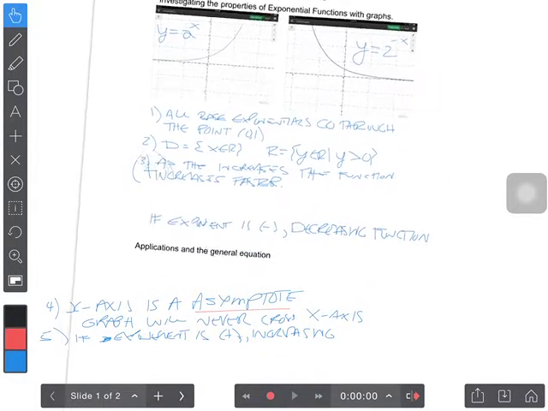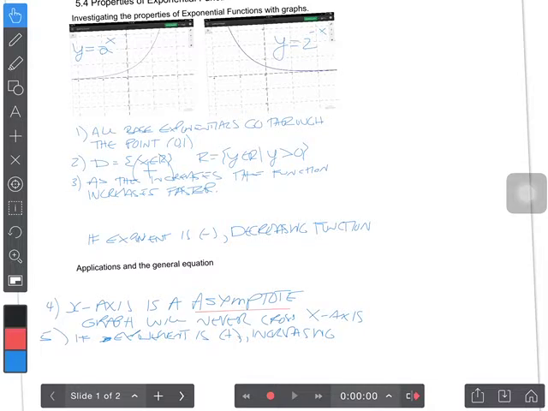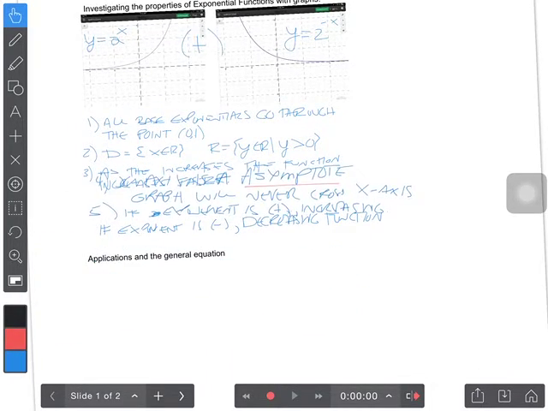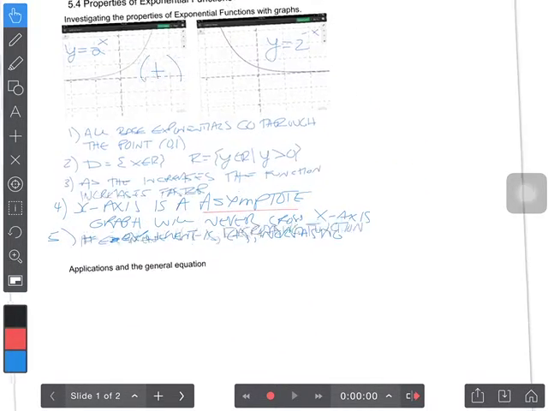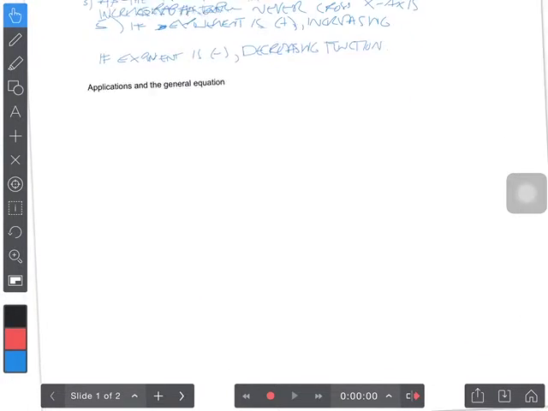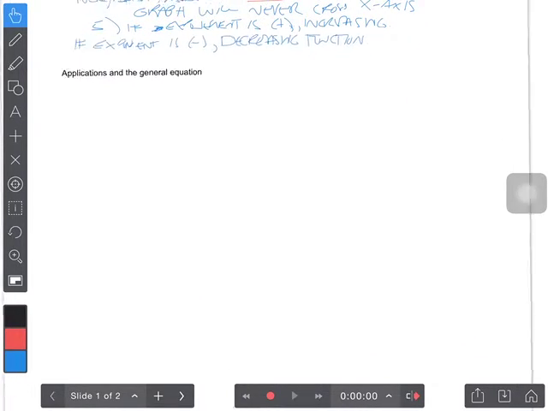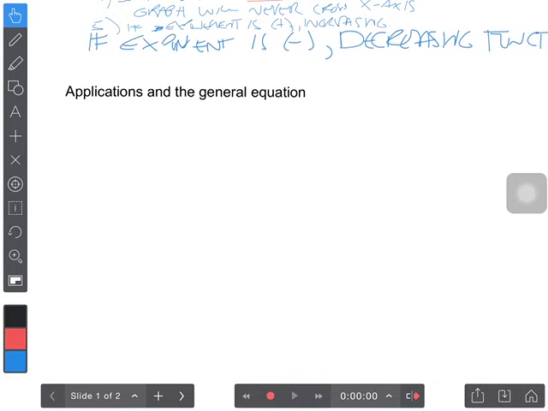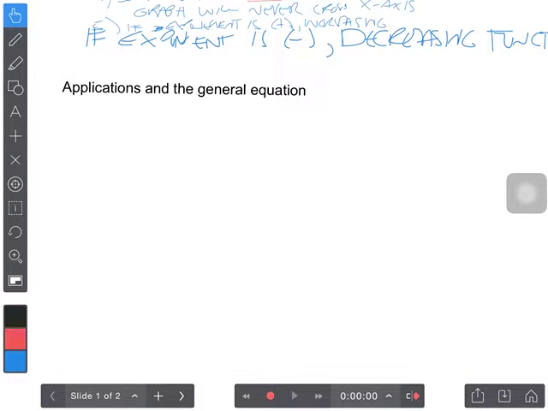when we get tested or I ask questions about that. So anyway, down below here. So that's what I'm going to focus on if I can. Here we go. So applications of the general equation. All right. So the applications of the general equation are like this.